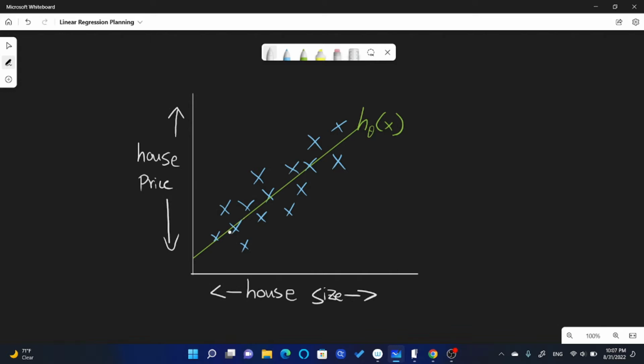Okay, so what does this line actually tell us? Why do we need this line? For example, if we know how big a house is, the house size, we can simply do this. We know how big it is, we can draw up to here, and we can get a data point here. Since we know this, we know how much it costs. So this is the y value. We have the x value, and with the line we can get the y value, which is the house price.